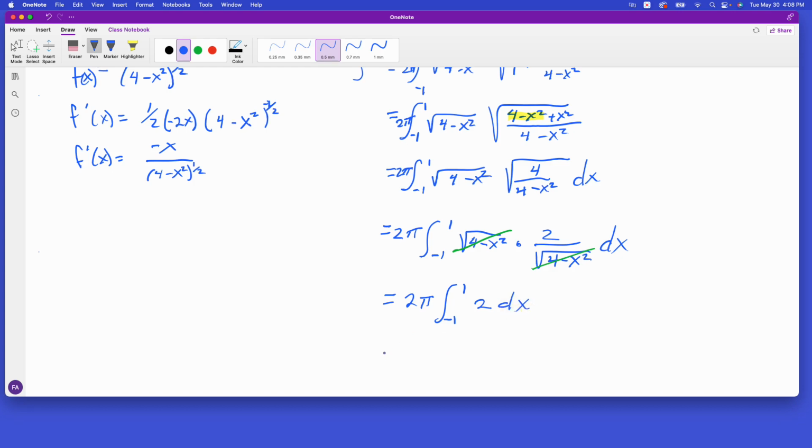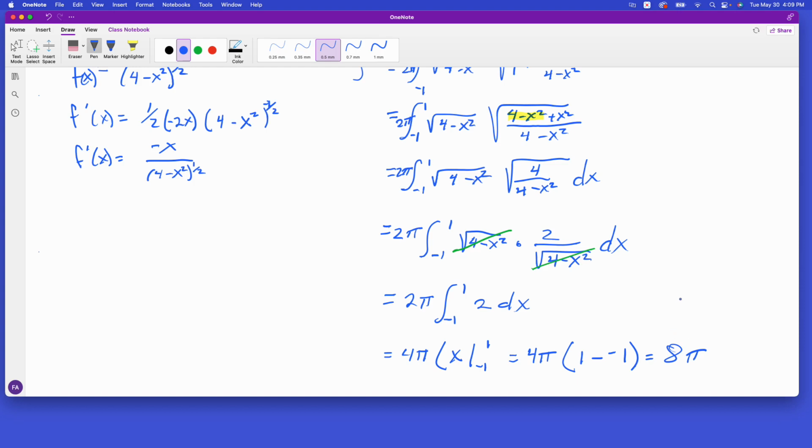So what's the integration of that? Well, now I have 4 pi, because I'm just going to move the 2 out there with it. 4 pi times the integration of 1. Well, that's just x evaluated from negative 1 to 1. All right? So what is that? Well, that means we're just going to plug 1 in, and we're going to plug in negative 1, right? So that gives us 4 pi times 1 minus negative 1, which is 2, which gives us 8 pi. So there is our surface area, 8 pi.